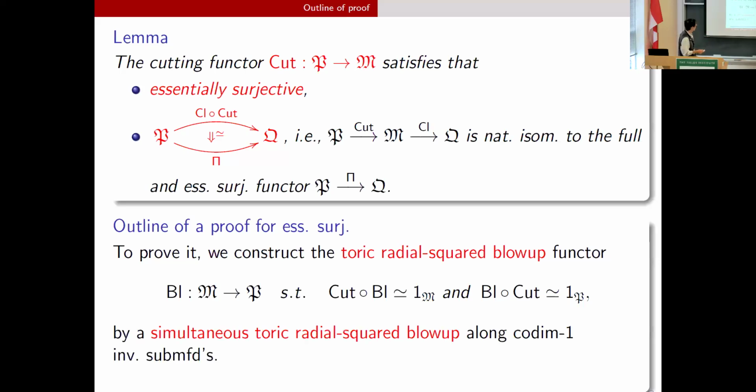To prove it, this is also just a keyword: we introduce a simultaneous toric radial squared blow-up along the codimension 1 invariant submanifolds. Why is this such a long name? Actually, radial squared means that we distinguish this blow-up from the Jänich blow-up. I think the first person who classified G manifolds up to equivariant diffeomorphism was Jänich.